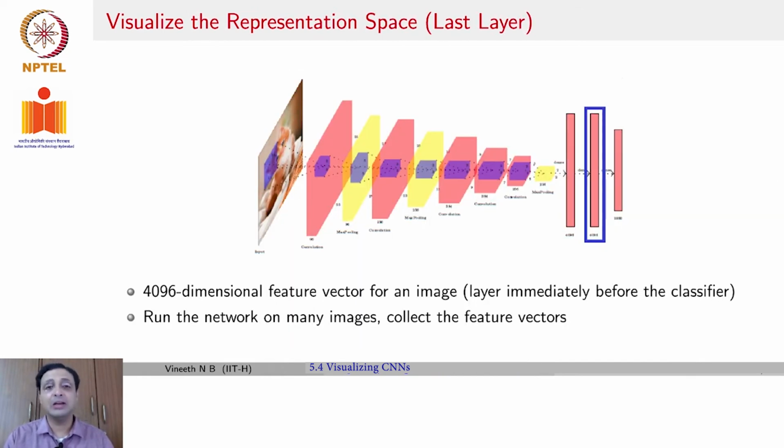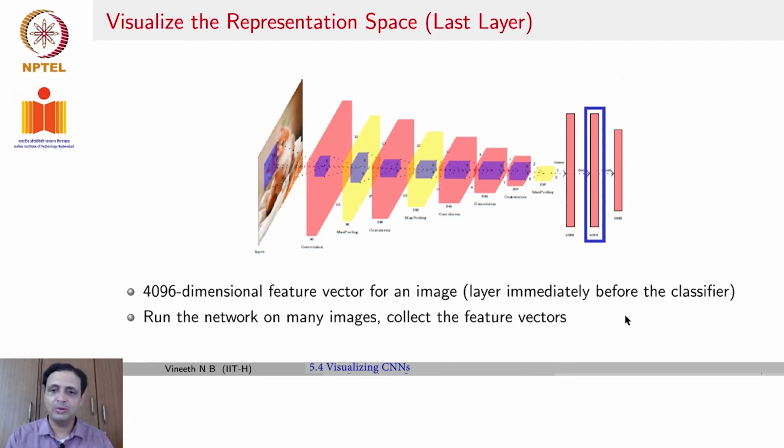Another option, other than visualizing the filters in different layers, when we talk about visualizing the filters, remember it's 11 cross 11 or a 7 cross 7 or whatever be the size of the filter, you simply have to plot it as an image. Another thing that you can do is to visualize the representation space learnt by the CNN. What do we mean? If you took the AlexNet, remember that the output of FC7, or the fully connected layer in the seventh position of the depth of the network, is a 4096 dimensional vector. That's the layer immediately before the classifier.